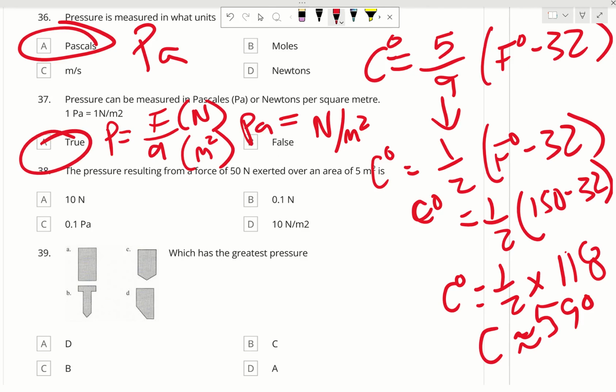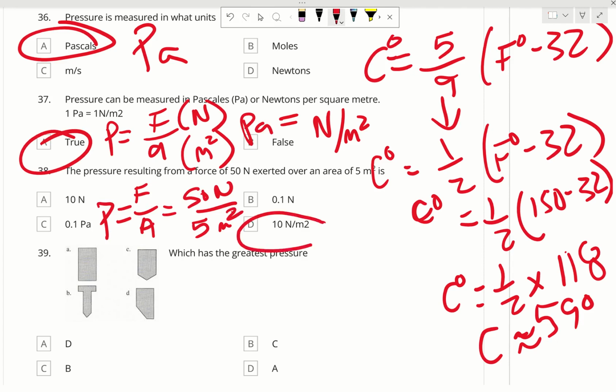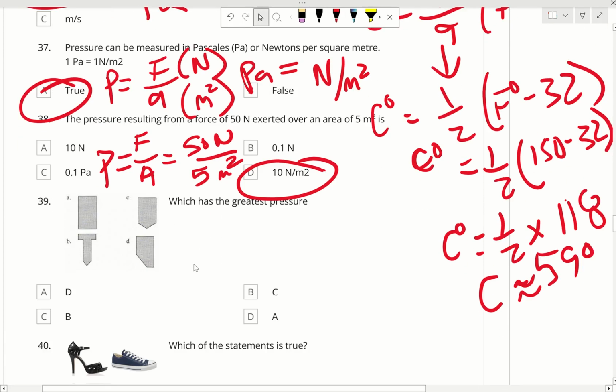So it's true. The pressure resulting from a force of 50 newtons exerted over an area of 5 square meters: 50 newtons divided by 5 is going to give me 10 newtons per square meter, or 10 pascals.